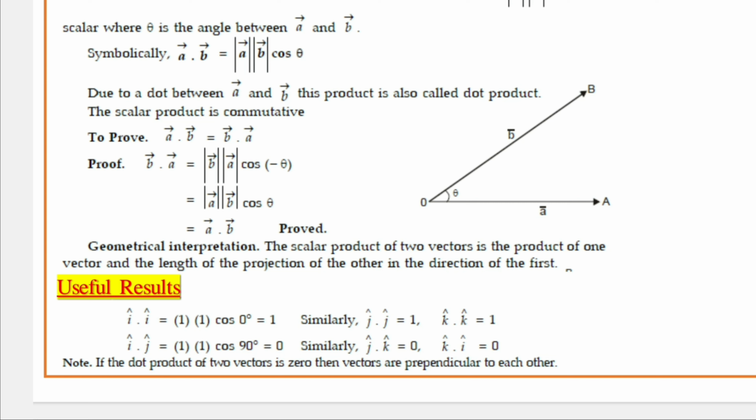It is A vector into B vector into cos theta, right? Magnitude of A is 1, magnitude of B is 1, and cos 0 is 1, so 1 into 1 into 1 gives you 1. You just remember it this way, you don't need to derive all this. Always i into i, j into j, k into k is 1. If you have different ones, i j, j k, k i, then it is 0. That's all.